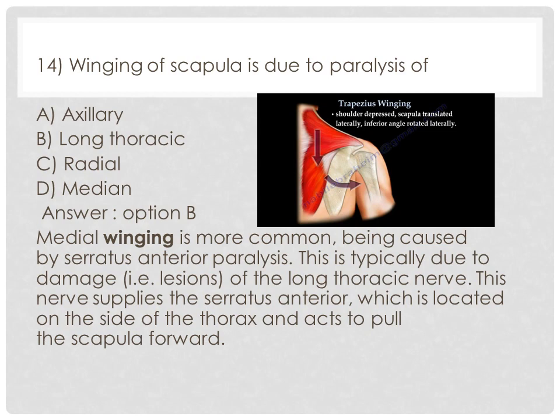Medial winging is more common. It is caused by serratus anterior paralysis. It is typically due to damage of the long thoracic nerve. This nerve supplies the serratus anterior, which is located on the side of the thorax and acts to pull the scapula forward. So you can see in the diagrammatic representation, trapezius winging: the shoulder is depressed, scapula translated laterally, and inferior angle rotated laterally.